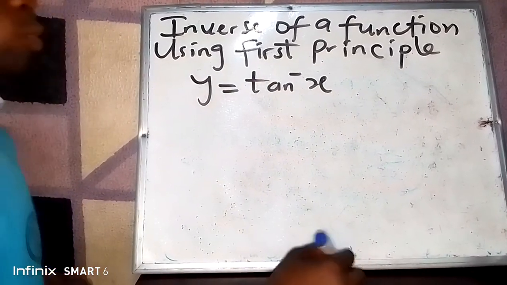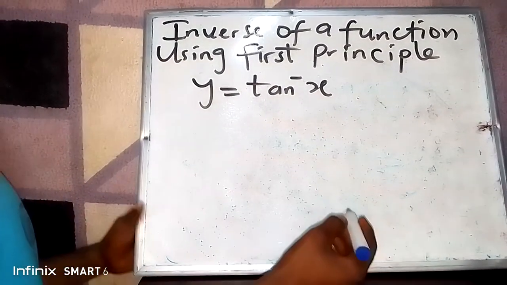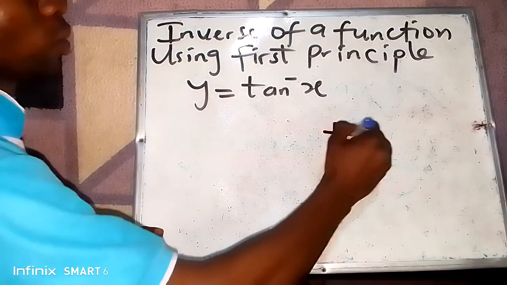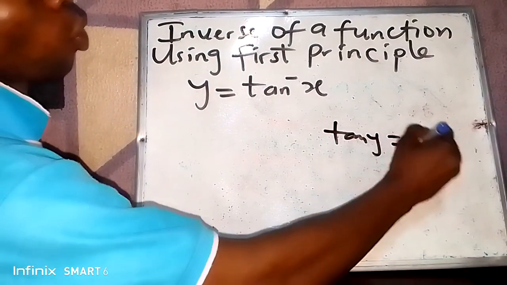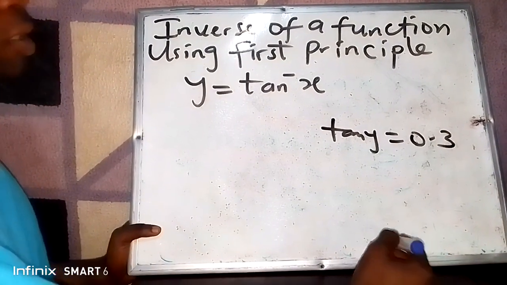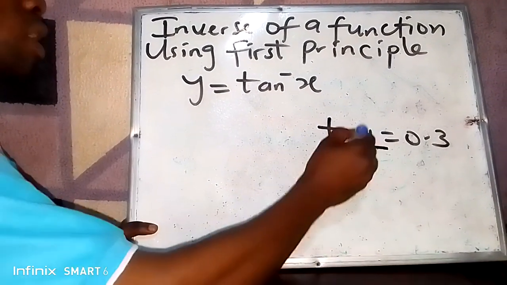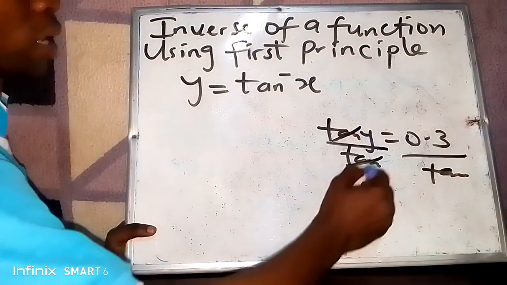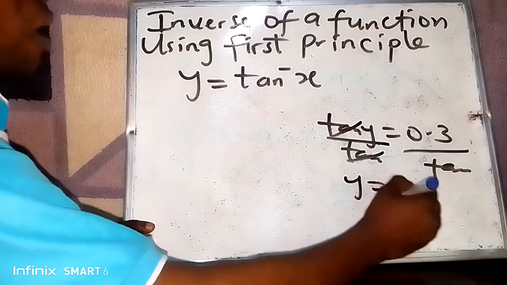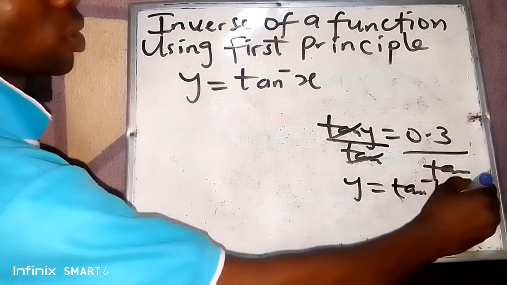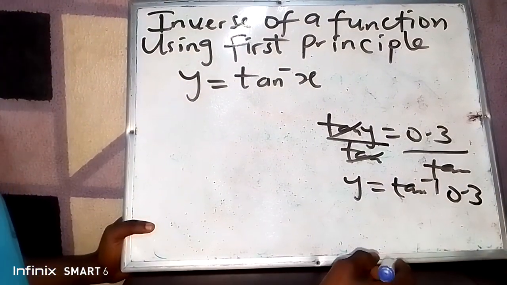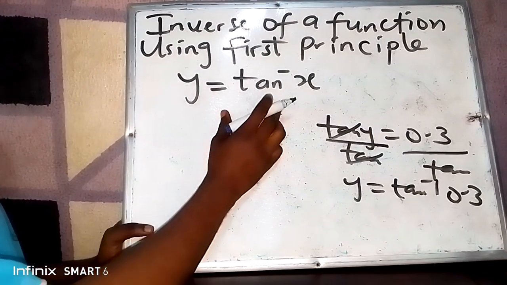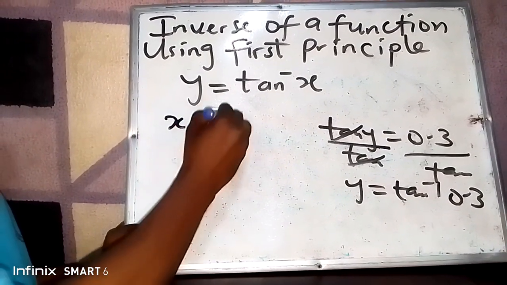In the first place, what I want you to know is that assuming you are given tan y equals 0.3. Now, normal mathematics: we divide both sides by tan, tan cancels tan, that is y equals arctan, or shift tan, 0.3. Now the same method is applicable to this. That means this one will become x equals tan y.